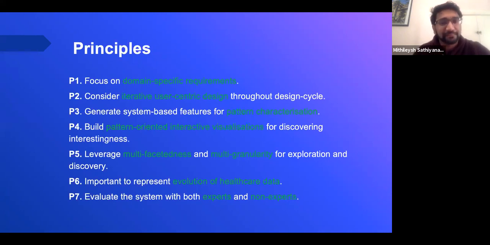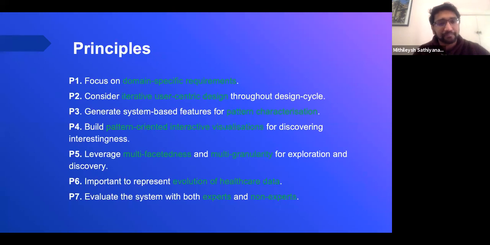And in terms of principle 5, we need to have both multifacetedness and multi-granularity in the healthcare data. The reason is the healthcare data comes with time, individuals, content, and threats. So it's always good to use multifacetedness. In terms of multi-granularity, it's again good to break the time into multiple granularities, as I mentioned: years, months, hours, weekdays, weekends. So it gives you a better way to explore the data, and you'll be able to discover some interestingness in the whole data.